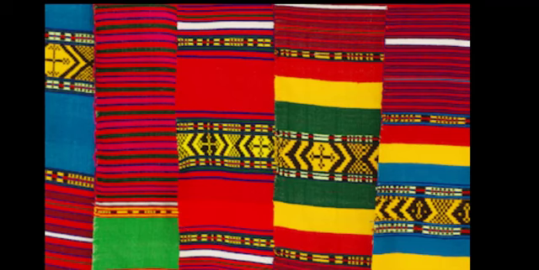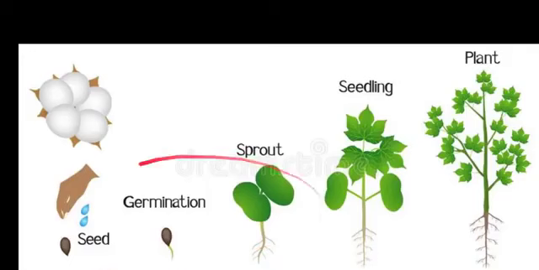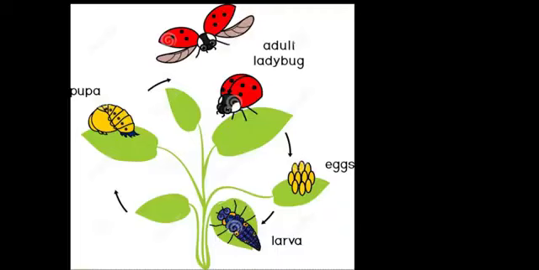Wow. Okay, let's see another pattern. You can see this in any traditional cloth. Let's see this in real life, a real life application of sequence. This is, as you can see, seed, germination, sprout, seedling and plant. Nature governs all of us. You can't skip from seed directly to plant. There has to be a sequence, there have to be patterns. The same is true for animals too.